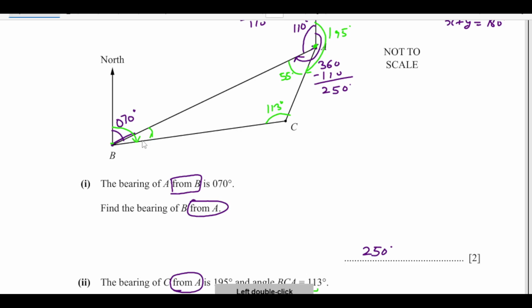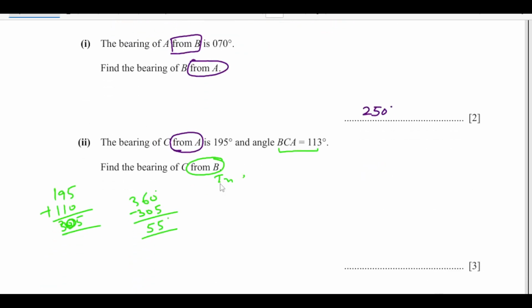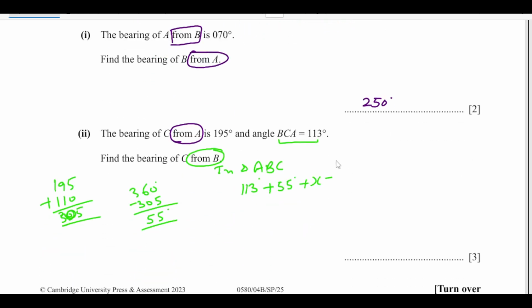Now if you see this triangle ABC, we have 2 angles, so we can find the third one easily. In triangle ABC, angle 113 plus 55 plus this angle, let us say this is x, is equal to 180. So from here x is 180 minus 168, which gives us 12. So this is the 12.